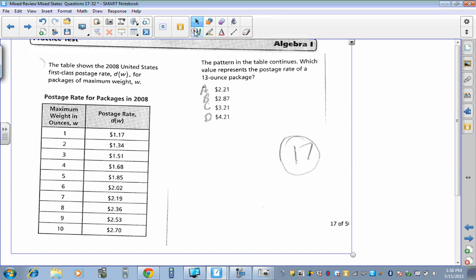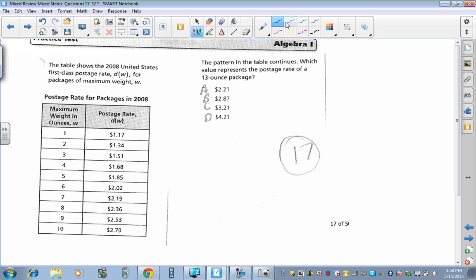First of all, what we need to do is figure out if it's arithmetic or geometric. I noticed that this goes up 17 cents each time. As every ounce increases by 1, the price goes up by 17 cents. That tells us that it's arithmetic.